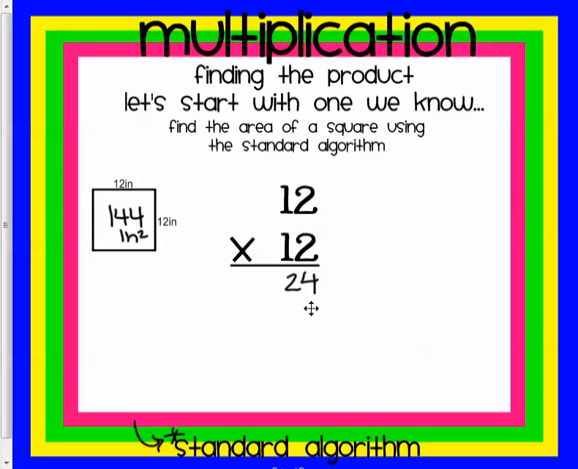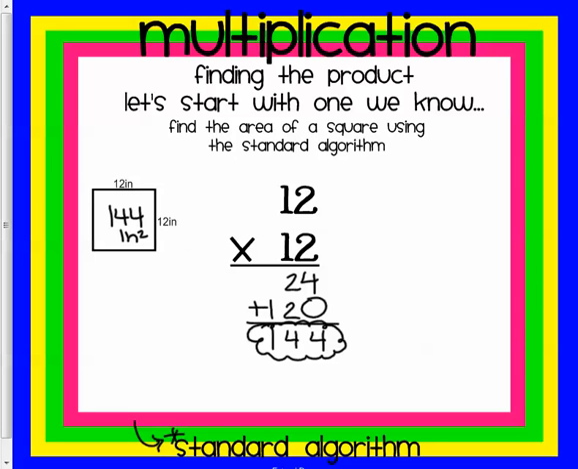Now we need to work with the tens. In order to work with the tens, we have to put a 0 below the 4 to hold the place value of ones. So 1 times 2 gives me 2, because this is really a 10 times 2, or a 20, right? And 10 times 10, or 1 times 1, is 1, because 10 times 10 is 100. So I add these together, and the total is 144, okay? So this is our answer with the standard algorithm.